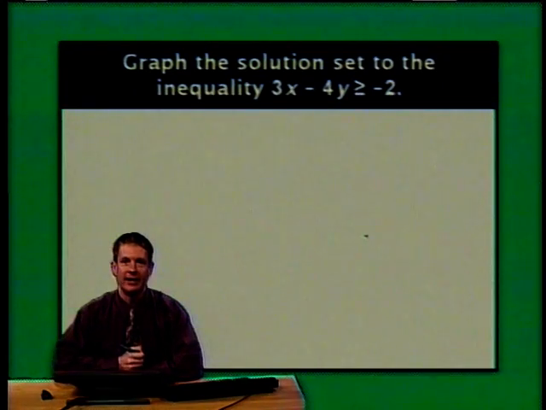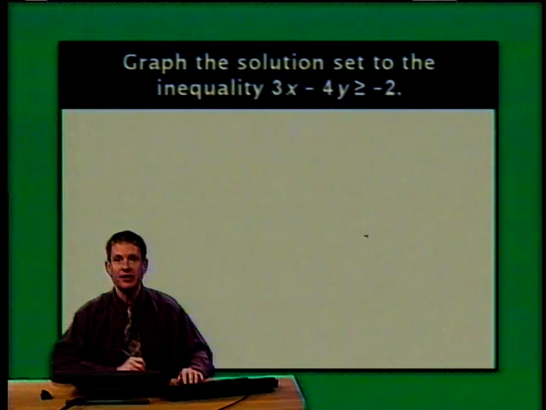Now let's look at the inequality 3x minus 4y is greater than or equal to negative 2. Quickly in my head, when I think about intercepts, when I replace x with 0, y comes out to be, if I was looking at the equation, negative 2 over negative 4, which isn't an integer. And if I replace y with 0, x comes out to be negative 2 over 3, which isn't an integer. Since neither my x-intercept nor my y-intercept has both coordinates integers, I will not get a very accurate graph if I plot these two points and try connecting the line.